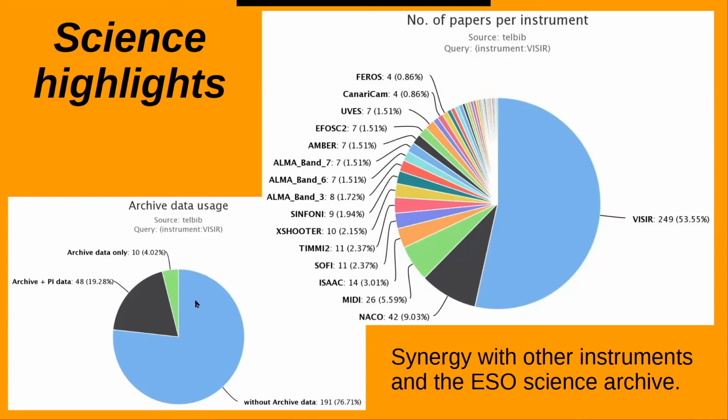About 1 out of 4 papers uses either completely or partially archival data. And out of these 249 papers, about 40, which comes to about 1 in 5, also use NACO. And the other instruments that have some noticeable synergy with VISIR are MIDI, ISAAC, and SOFI. But I guess this is going to change soon, and X-Shooter will come up, because these are papers that have been written in the last 15, 20 years, and now these instruments, ISAAC, MIDI, and NACO have been decommissioned.